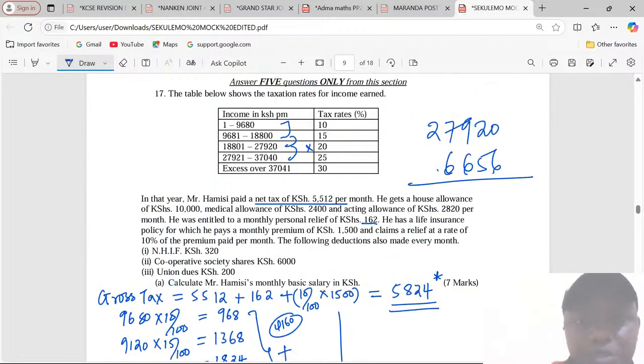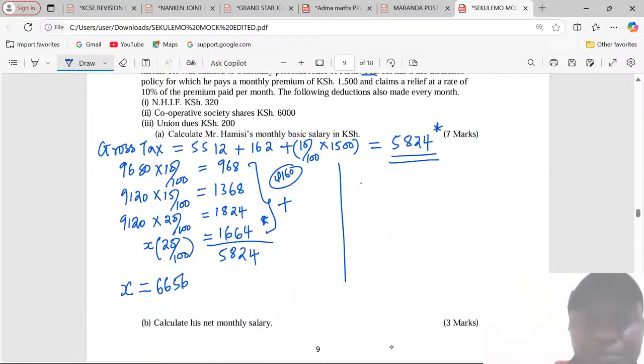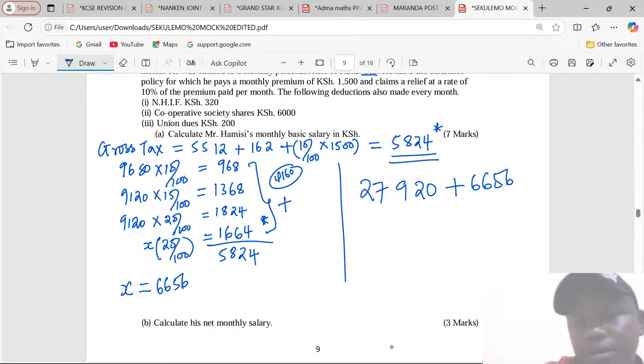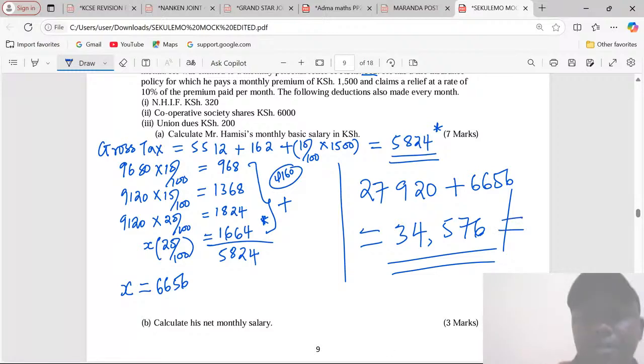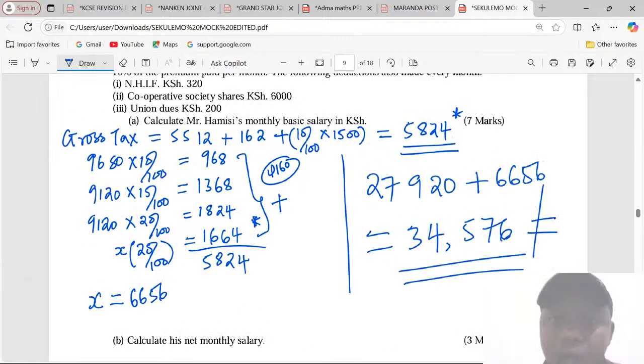So we can get the taxable income now by taking up to that bracket, 27,920, and adding the amount in the final bracket of this particular individual. And this will be 34,576 Kenya shillings. This is the taxable income.